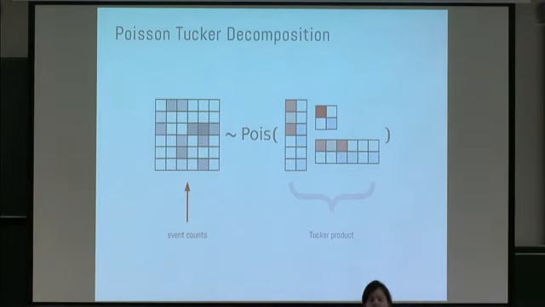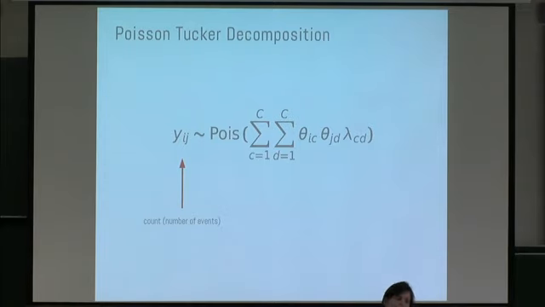So what does this generative process look like as math? Well, again, it's pretty simple. Each Yij is drawn from a Poisson distribution whose rate parameter involves a sum over communities for the sender and a sum over communities for the receiver, where the summand is the product of the corresponding community membership factors for the sender and the receiver, and the corresponding interaction weight from the core matrix.